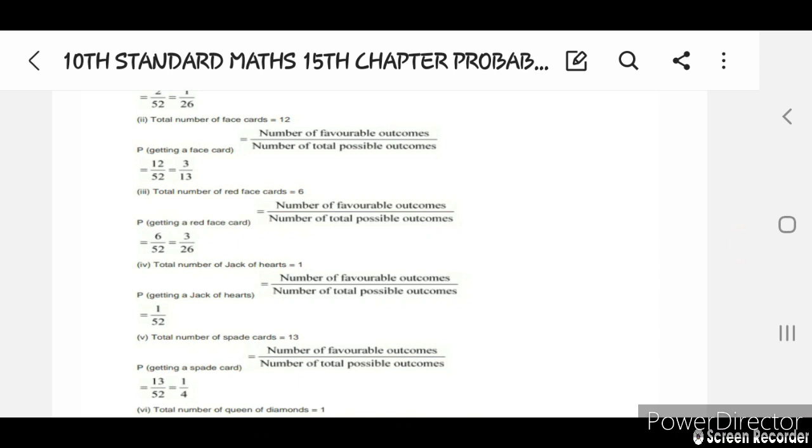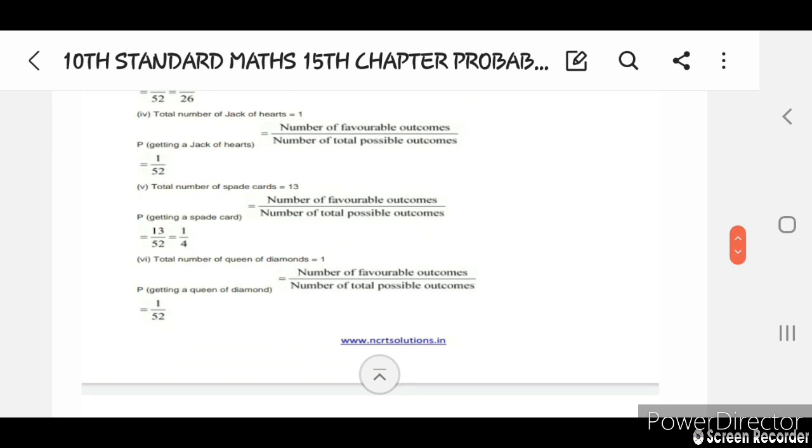Next, the total number of spade cards. There are 13 spade cards. 13 by 52. 13 ones are 13, 13 fours are 52. 1 by 4 is the probability of getting a spade card.